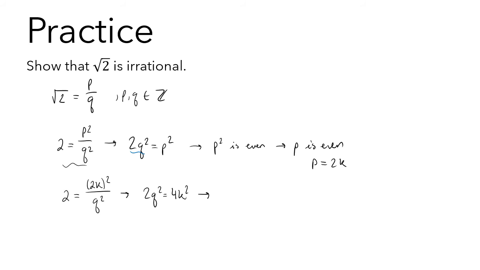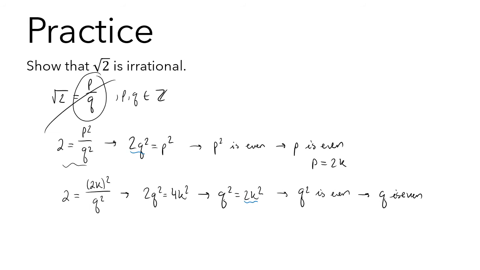Divide by 2 on both sides, and you see that q squared equals 2k squared. So same thing here. This is of the form 2 times some integer, which implies that q squared is even, which also means that q is even. So if p and q are both even, then they would divide from each other. Two even numbers would divide, which means that this original thing was not the reduced simplified fraction. In other words, this is not possible.